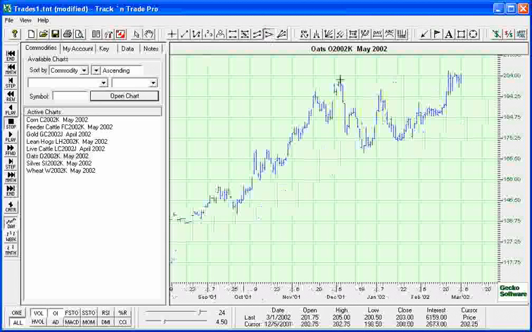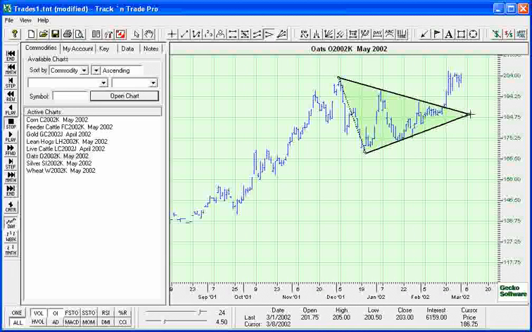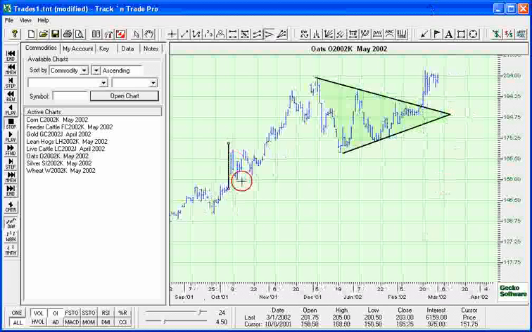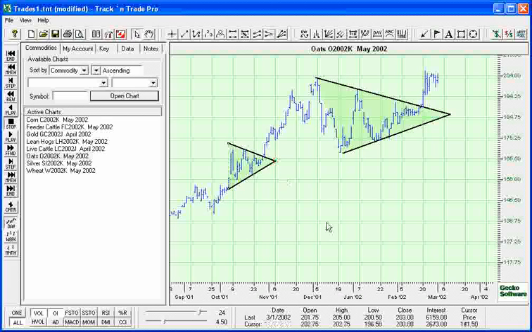If I look at that, I see oats has been doing some pretty crazy stuff here. It's been going into a pretty nice little triangle formation, but of course we already popped out of the top of that triangle formation. Look at this little triangle formation back here.